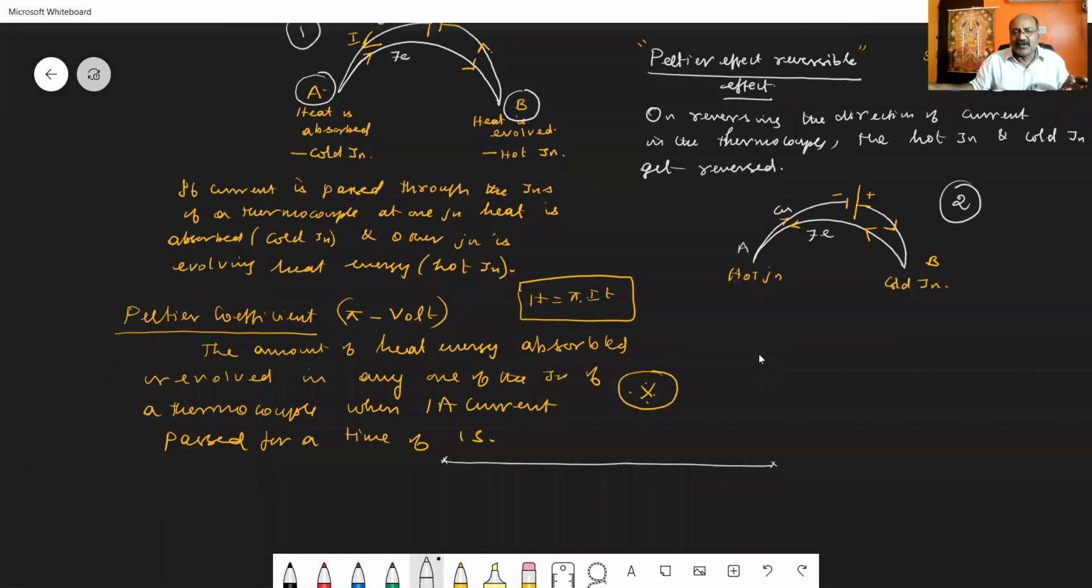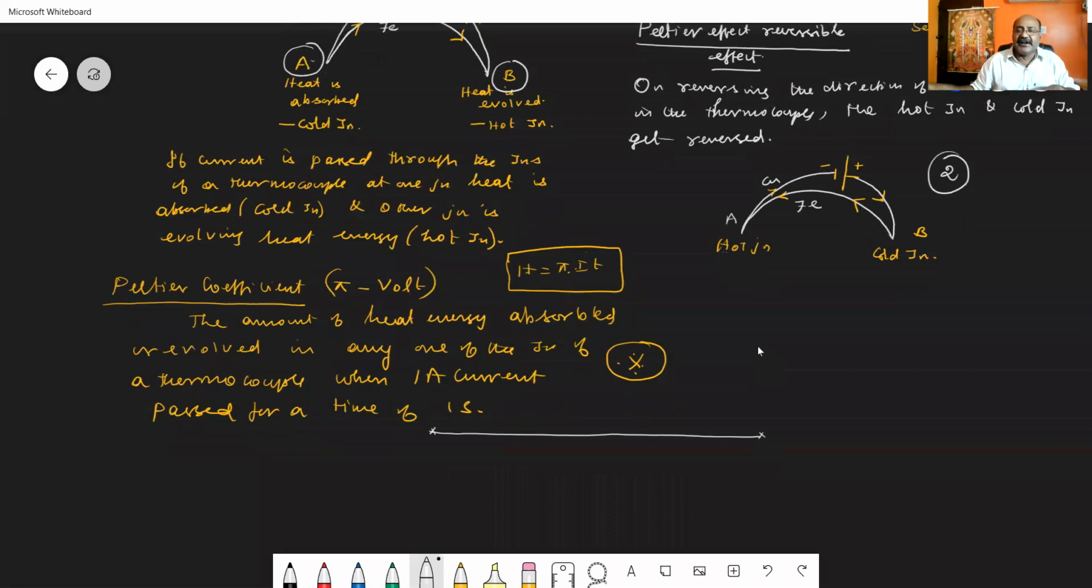Then there is another concept called Peltier coefficient, which is not given in your book. The Peltier coefficient is represented by the symbol pi and measured in the unit volt. Peltier coefficient can be defined using this relation: H is equal to pi into I into T. Here H is the amount of heat energy absorbed or evolved at any one of the junctions of a thermocouple. I is the current passing through the junctions, and T is the time for which the current is passed.